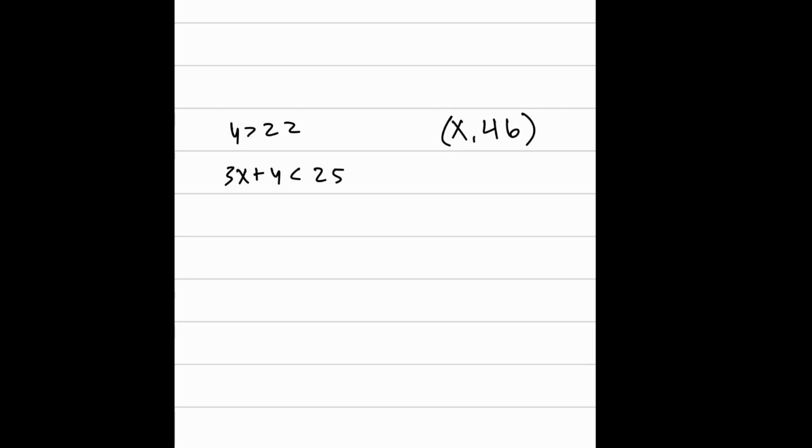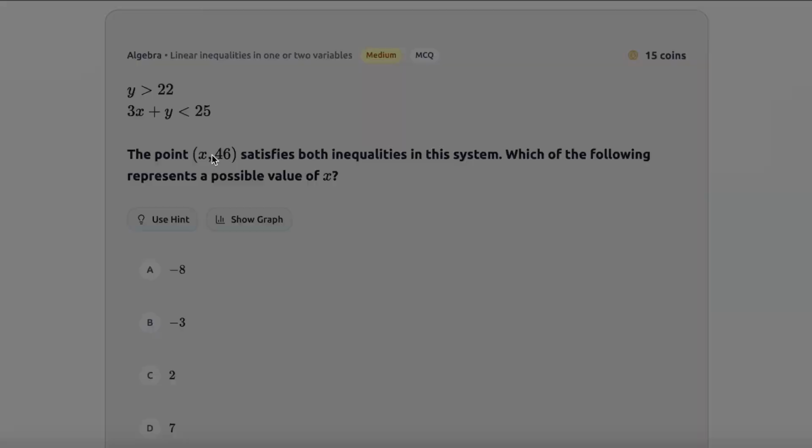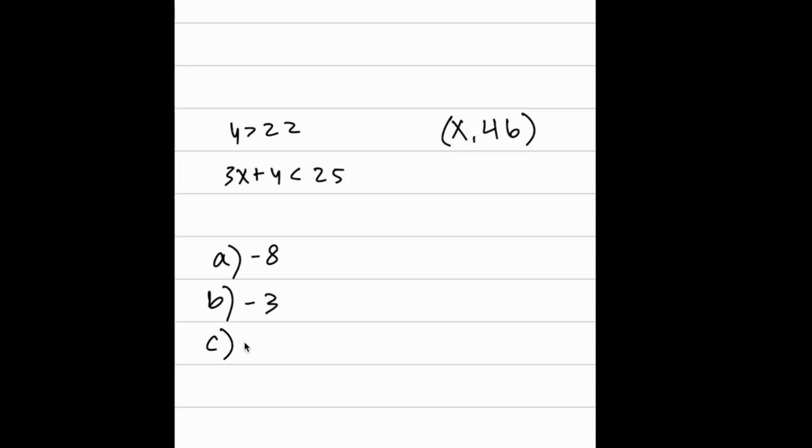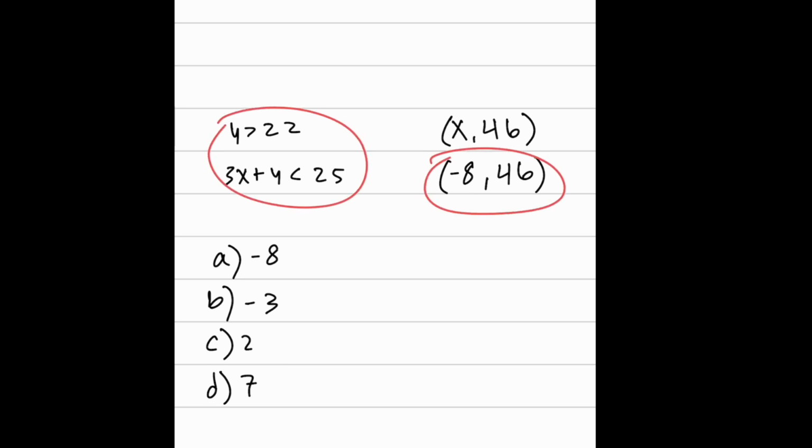A is -8, B is -3, C is 2 and D is 7. So what we can do is, let's start by plugging in -8 for x, right? If we plug in -8 for x, then our point becomes -8 comma 46. Now we can test this point and see if it satisfies both inequalities, right?